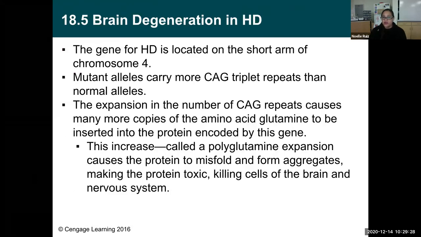The gene for HD is located on the short arm of chromosome 4, so scientists actually know a lot about Huntington's disease. Mutant alleles carry more CAG triplet repeats than normal alleles. The expansion of the number of CAG repeats causes many more copies of the amino acid glutamine to be inserted into the protein encoded by this gene. And this increase, called a polyglutamine expansion, causes the protein to misfold. It doesn't fold properly, and forms aggregates or clusters of this protein, which make it toxic and kills the brain cells.